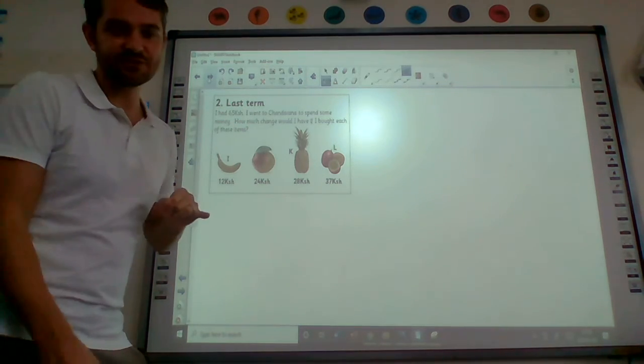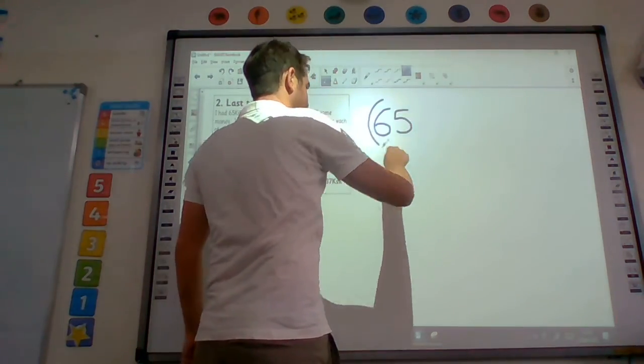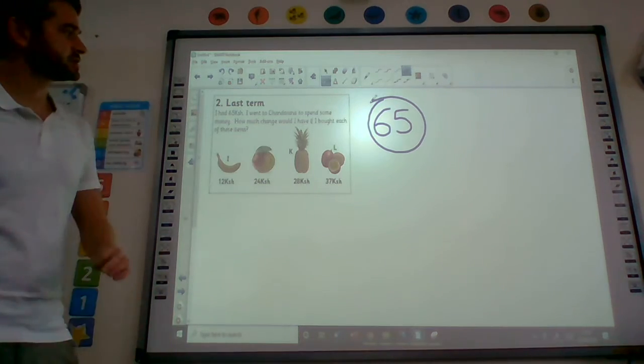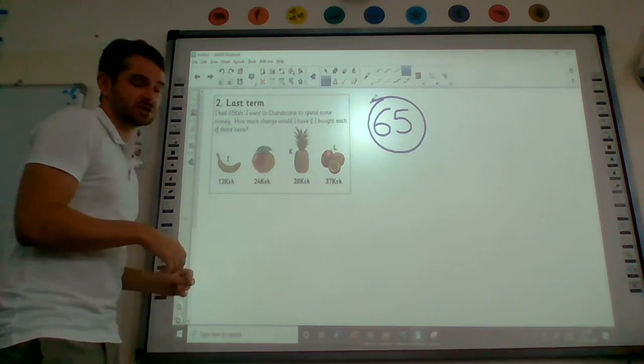I had 65 Kenyan shillings. I'm going to make that number really clear and obvious for everybody. 65 is what we're starting with every single time on these questions today. I went to Chandarana to spend some money. How much change would I have if I bought each of these items?